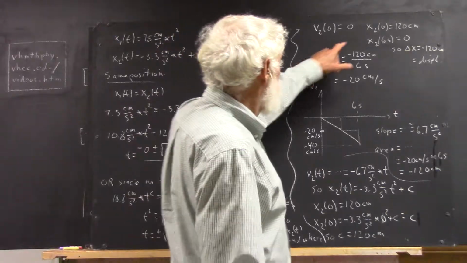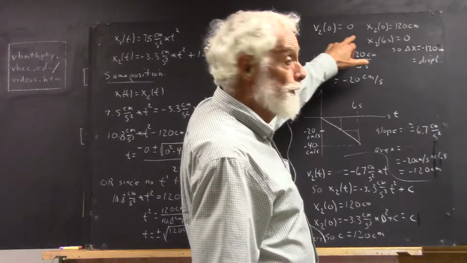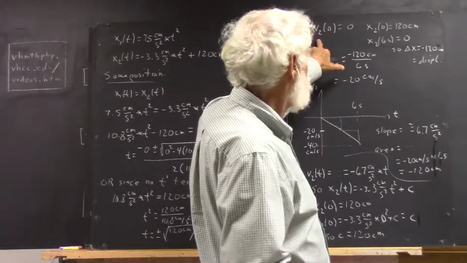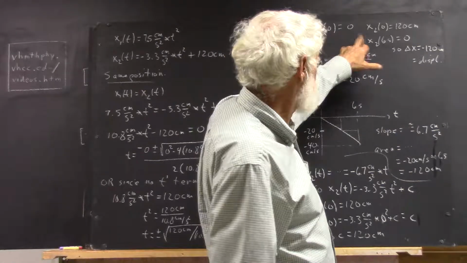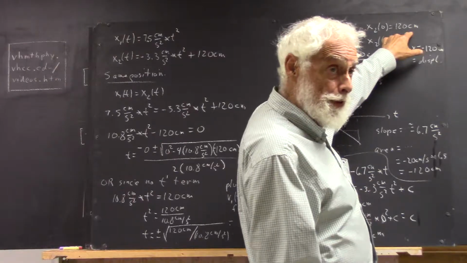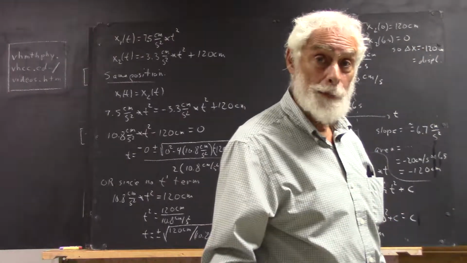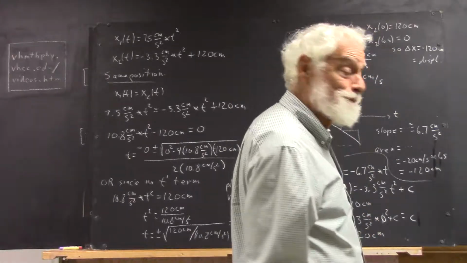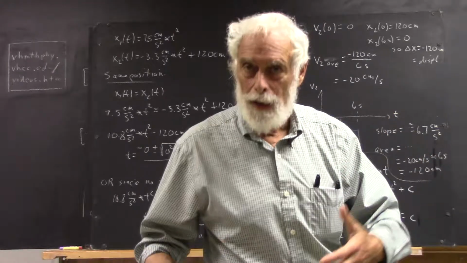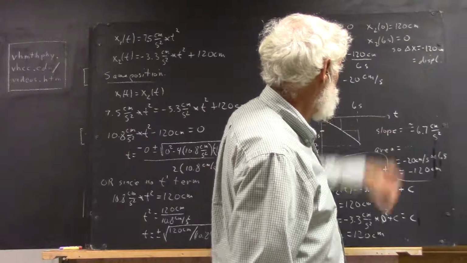So, now I'm writing things out a little more formally here, but V2 of 0 is 0. V2 is going to be the velocity function for the second ball, and it starts from rest. Okay? Then x2 of 0 is 120 centimeters. Why? Because we said it starts at the 120 centimeter position at time 0, at the same time the first ball starts. But that was it, time t equals 0. So that's what we have.